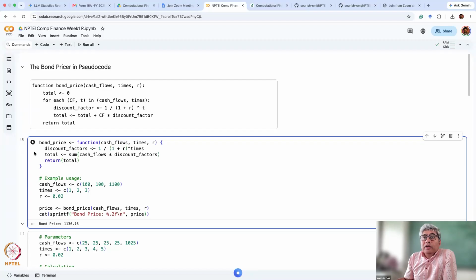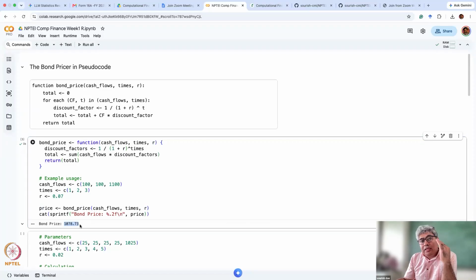Now, if I reduce the R value from 0.05 to 0.02, previously it was 1136, and if I run it again, now it is 1230. So as I reduce the interest rate, the bond price increases. If I increase it to 0.07, the bond price drops to 1078. This is always the case: if the interest rate increases, the bond price decreases, and if the interest rate decreases, the bond price increases. You should always keep that in mind. They have an inverse relationship, and the inverse relationship is very nonlinear in its nature.